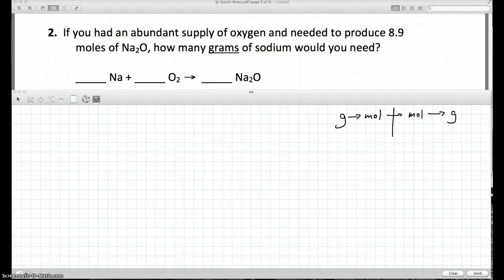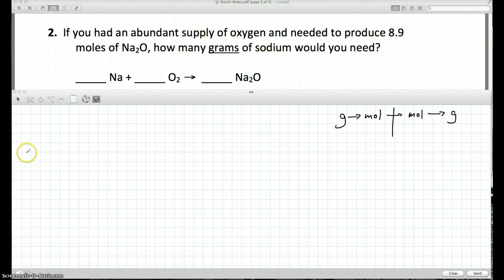If you had an abundant supply of oxygen and needed to produce 8.9 moles of Na2O, how many grams of sodium would you need? Now, abundant supply of oxygen, that's another way of saying excess oxygen. Basically means you can ignore oxygen. You don't have to worry about it. We got more than we need.